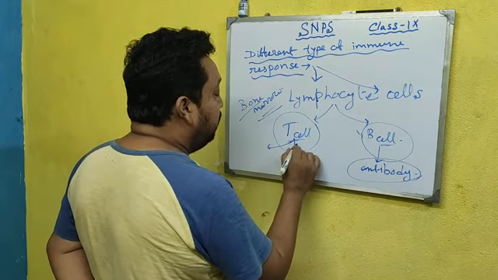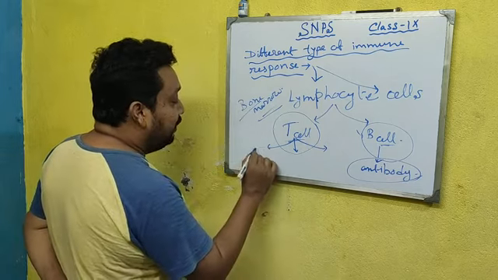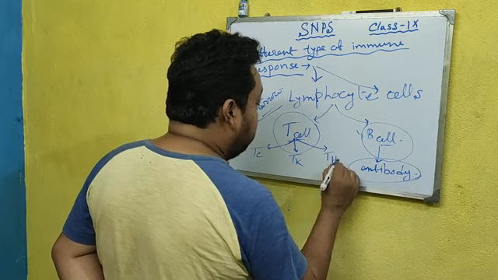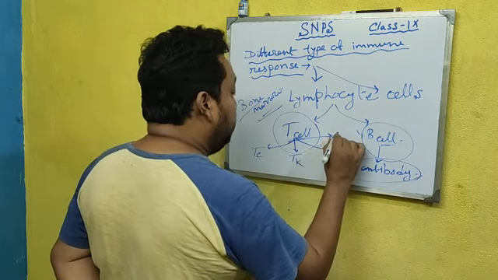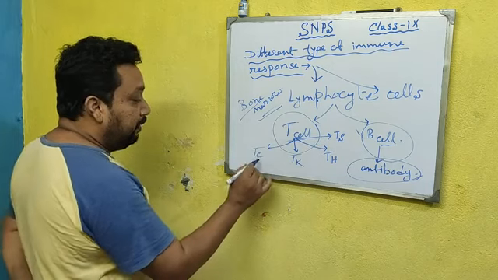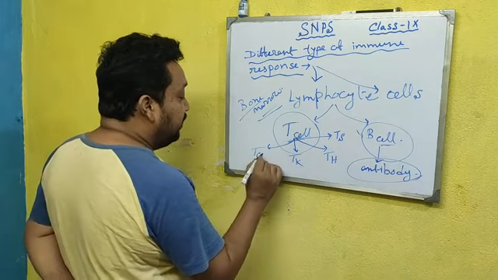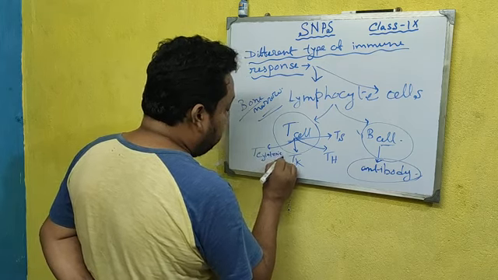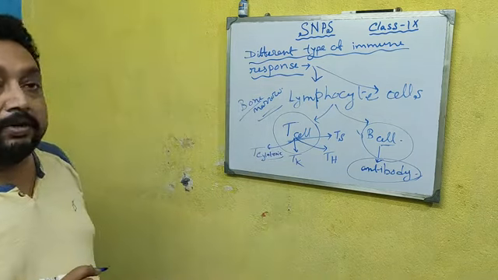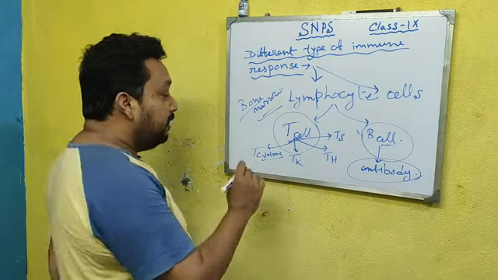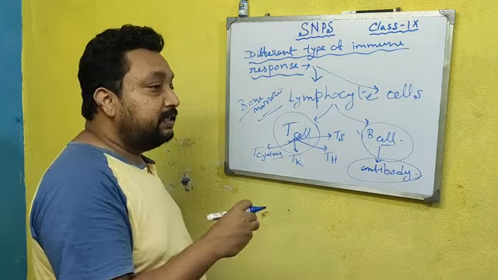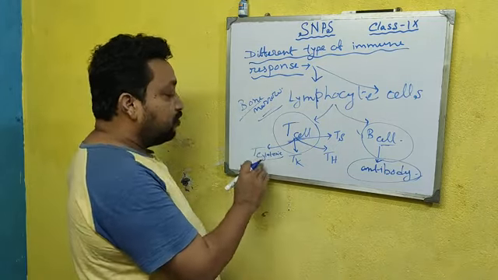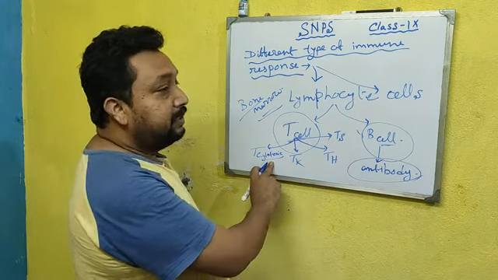different types of cell like TC cell, TK cell, TH cell, and suppressor cell. TC is cytotoxic. Cytotoxic means it has the toxicity to destroy any kind of antigen. It destroys the antigen by its toxicity.